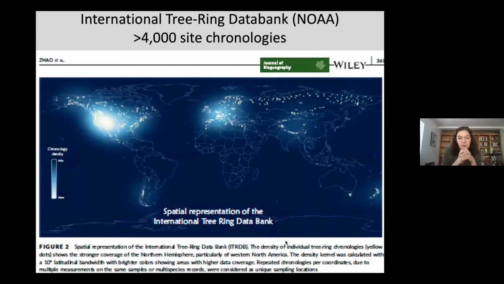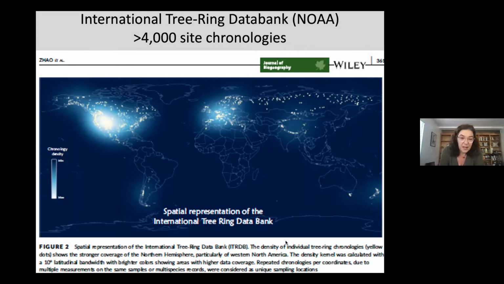This map shows the dendrochronology community, which I'm very fortunate to be part of. We are quite a social and collaborative community. Since the 1980s we have had a database where researchers contribute the tree-ring chronologies that they have developed. It's the International Tree-Ring Databank, hosted by NOAA. At this point, there are more than 4,000 site chronologies in that databank that are publicly available.